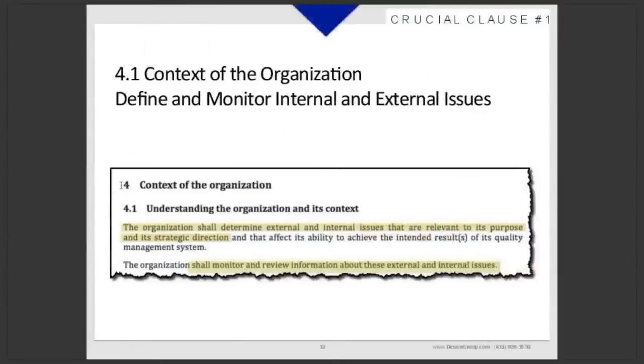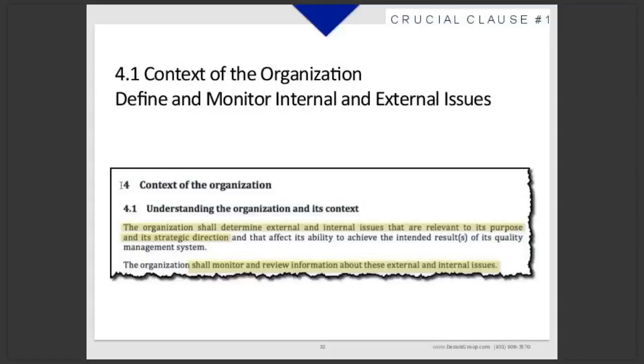Crucial clause number 1 is the very first clause in the standard, clause 4.1, context of the organization. To read it aloud, it says, in typical ISO gobbledygook, the organization shall determine the external and internal issues that are relevant to its purpose and its strategic direction, and that affect its ability to achieve the intended results of its quality management system. The organization shall monitor and review information about these external and internal issues.